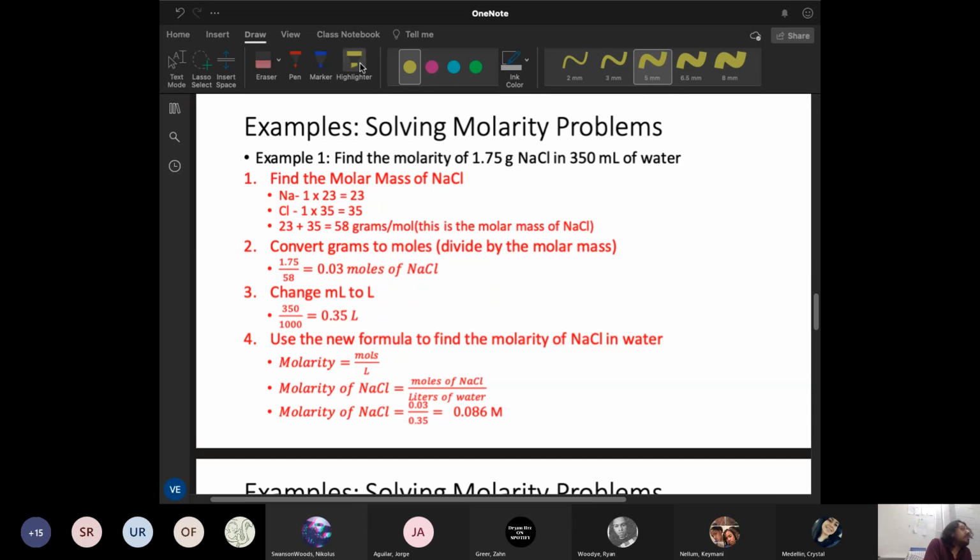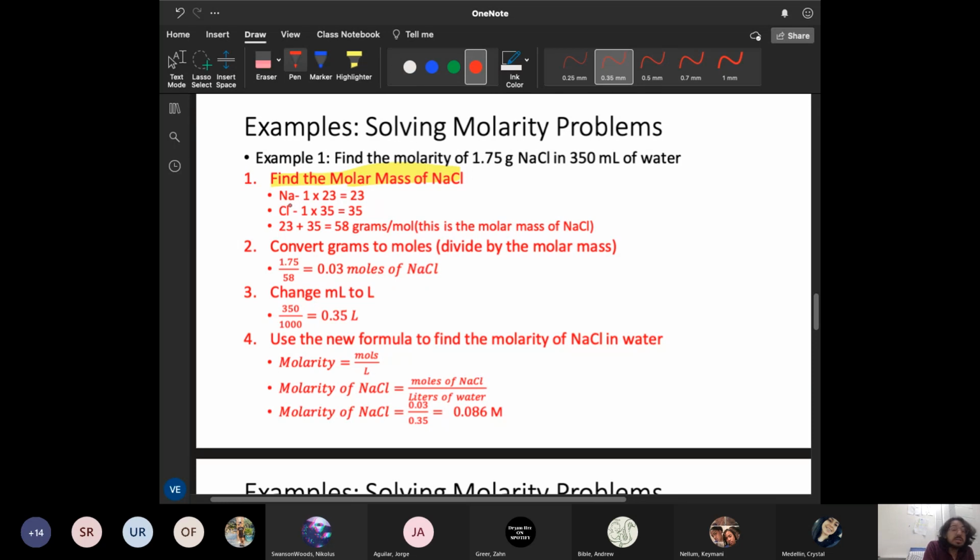Step 1. Hey, there we go. Step 1. Find your molar mass of sodium chloride. So what do we do? NaCl, one of each, multiplied by their masses, 23 and 35 respectively, and the molar mass is going to be 58 grams. Okay. Next one.